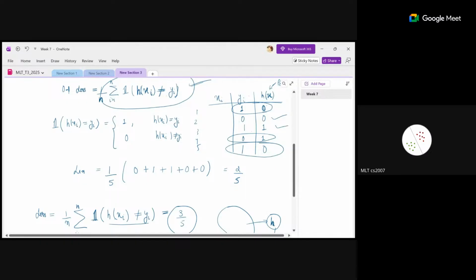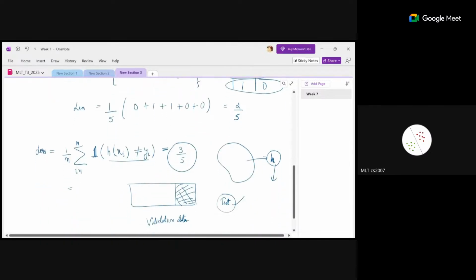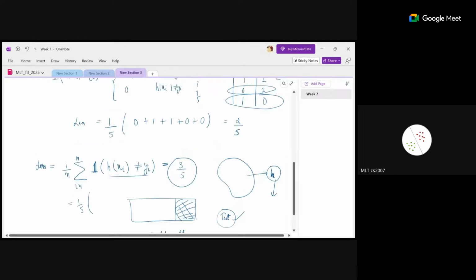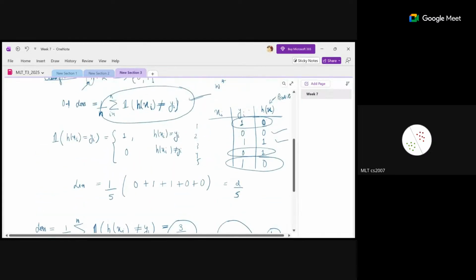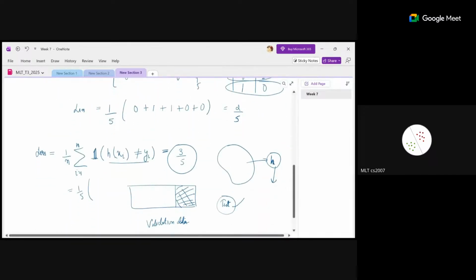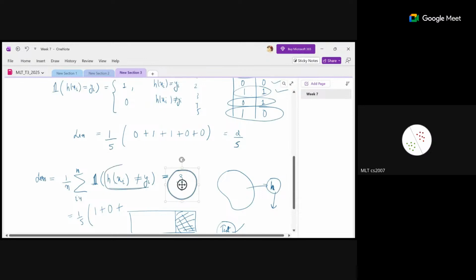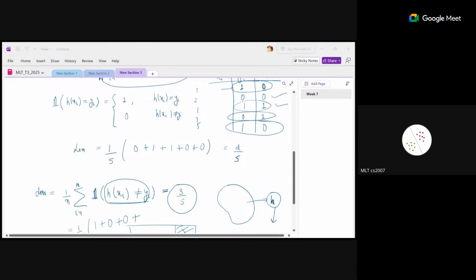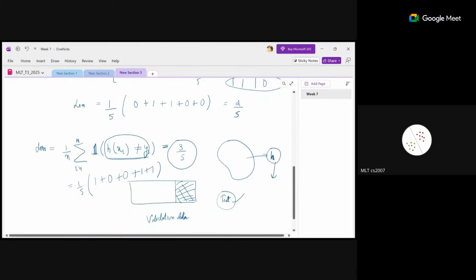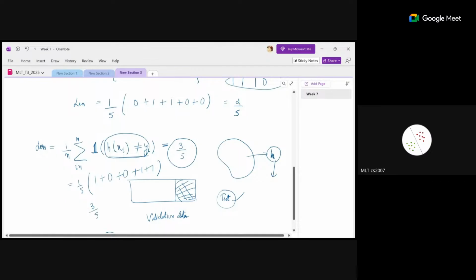So now what can we say? This will turn out to be 1 upon 5 times the sum. h of xi is not equal to yi, which happens in the first case. Second case, it is equal, so it should be 0. So 1 plus 0 plus, for the third data point, it is again equal, which does not satisfy the condition of h of xi not equal to yi, so it is 0. Then for the other two, it is 1 plus 1. So you have a total of 3 misclassified points. So the loss that I'm getting for this data set is 3 upon 5.